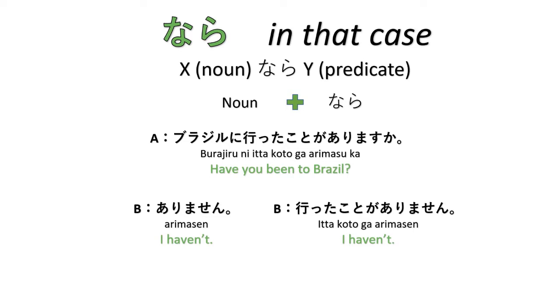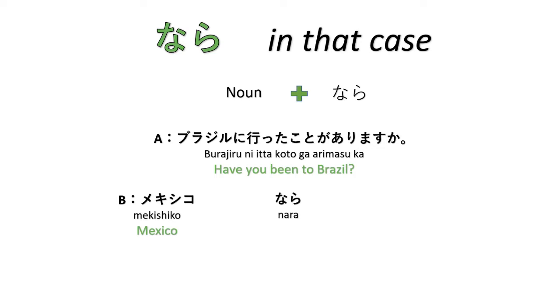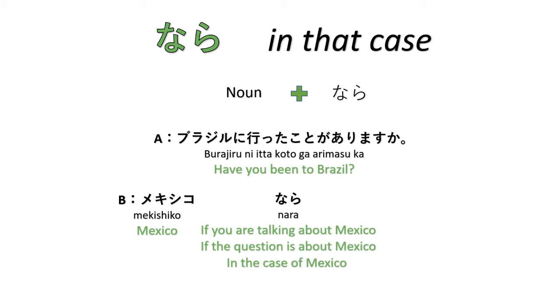Now what about when we want to say we have gone to somewhere else other than Brazil? For example, I have been to Mexico. In this case, we can use nara. This is roughly translated as: if you are talking about Mexico, if the question is about Mexico, in the case of Mexico, yes, I have been to Mexico. But not to Brazil.